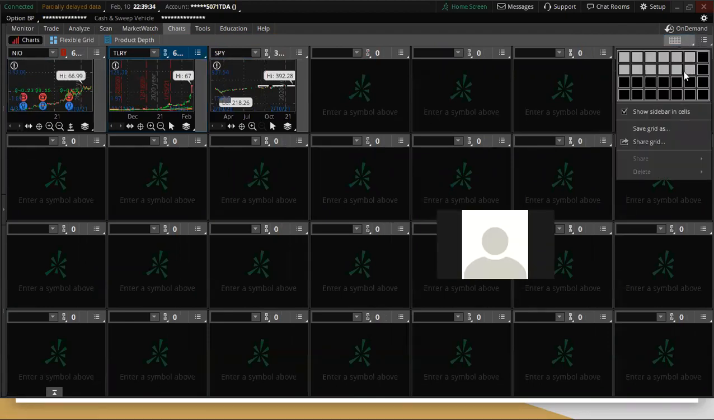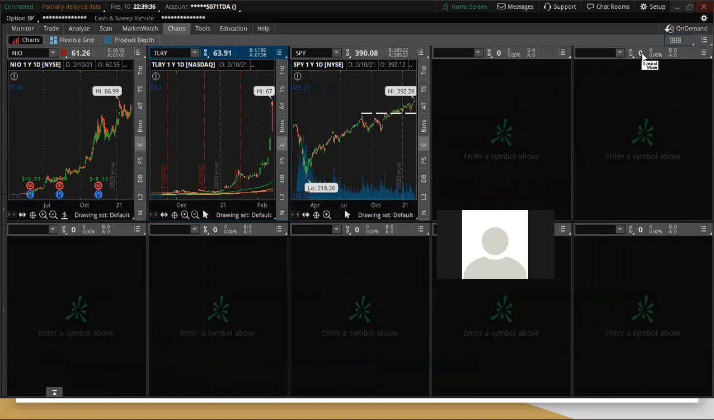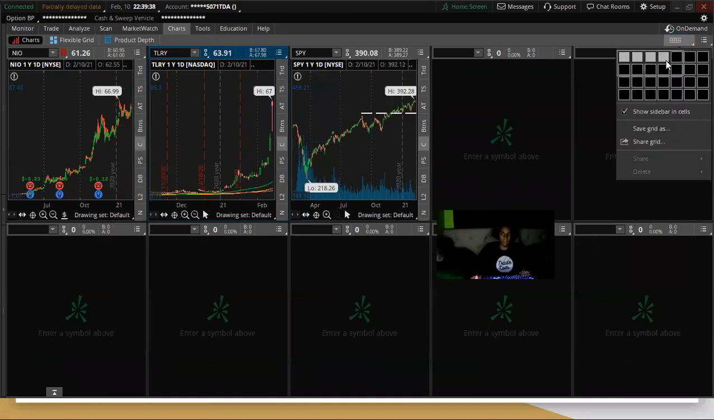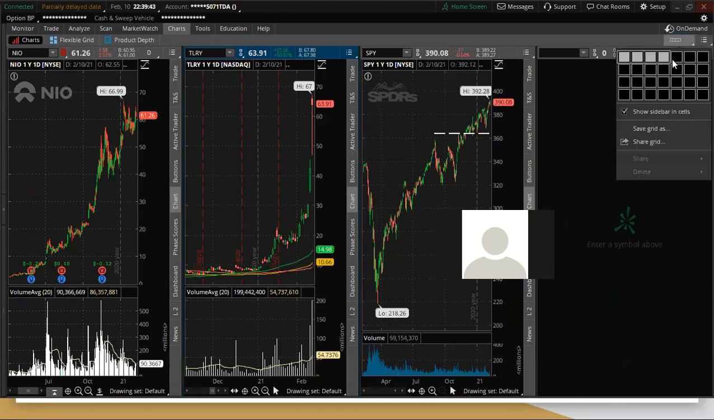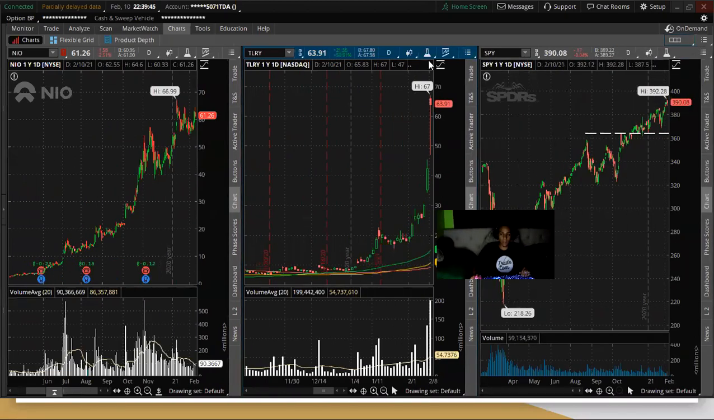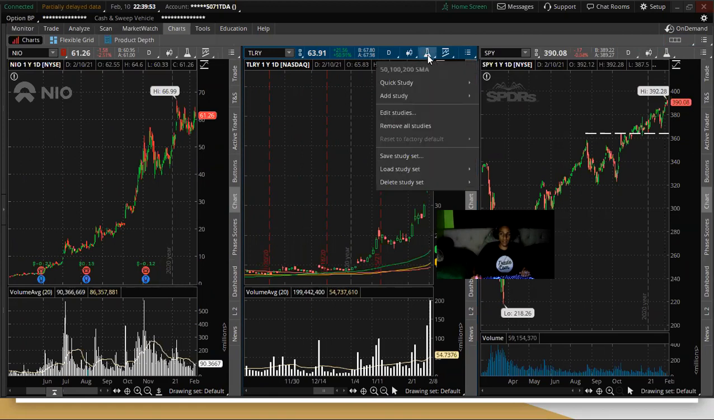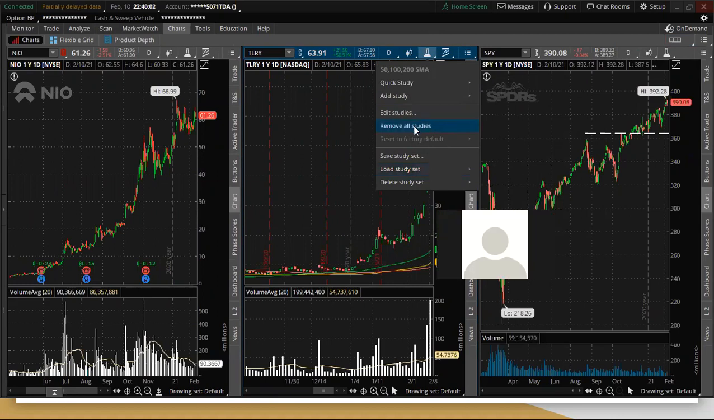How do you remove the volume and just leave the volume average? All right, so you're going to click on this little lab bottle over here, this little analysis thing, and you're going to click load study set, and you have your different study sets over here. Now, if you want, you could just click remove all studies, and it will remove everything.